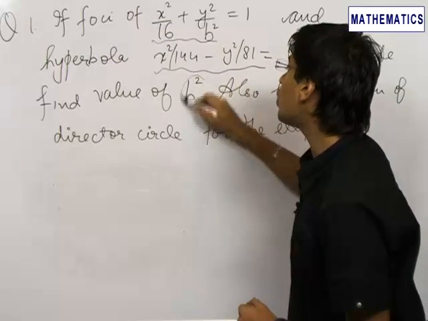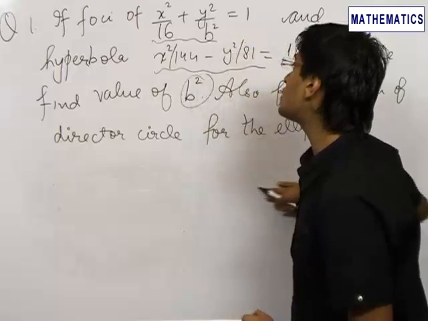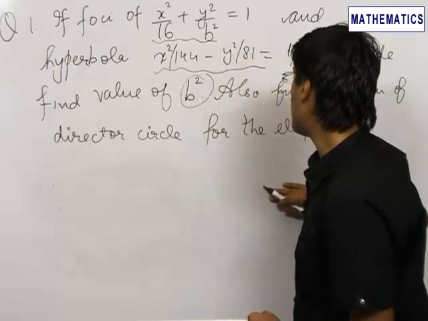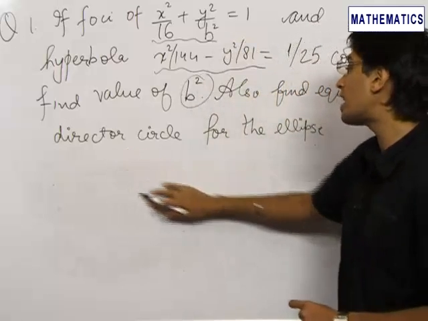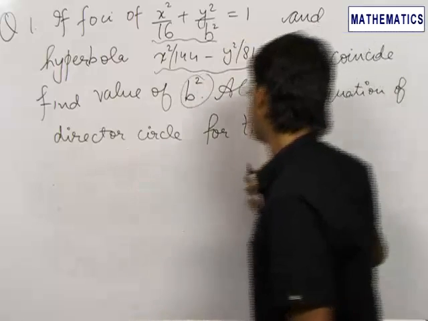We need to find the value of b square, where b is the length of the semi-minor axis for the ellipse, and also we need to find the equation of the director circle for the ellipse.